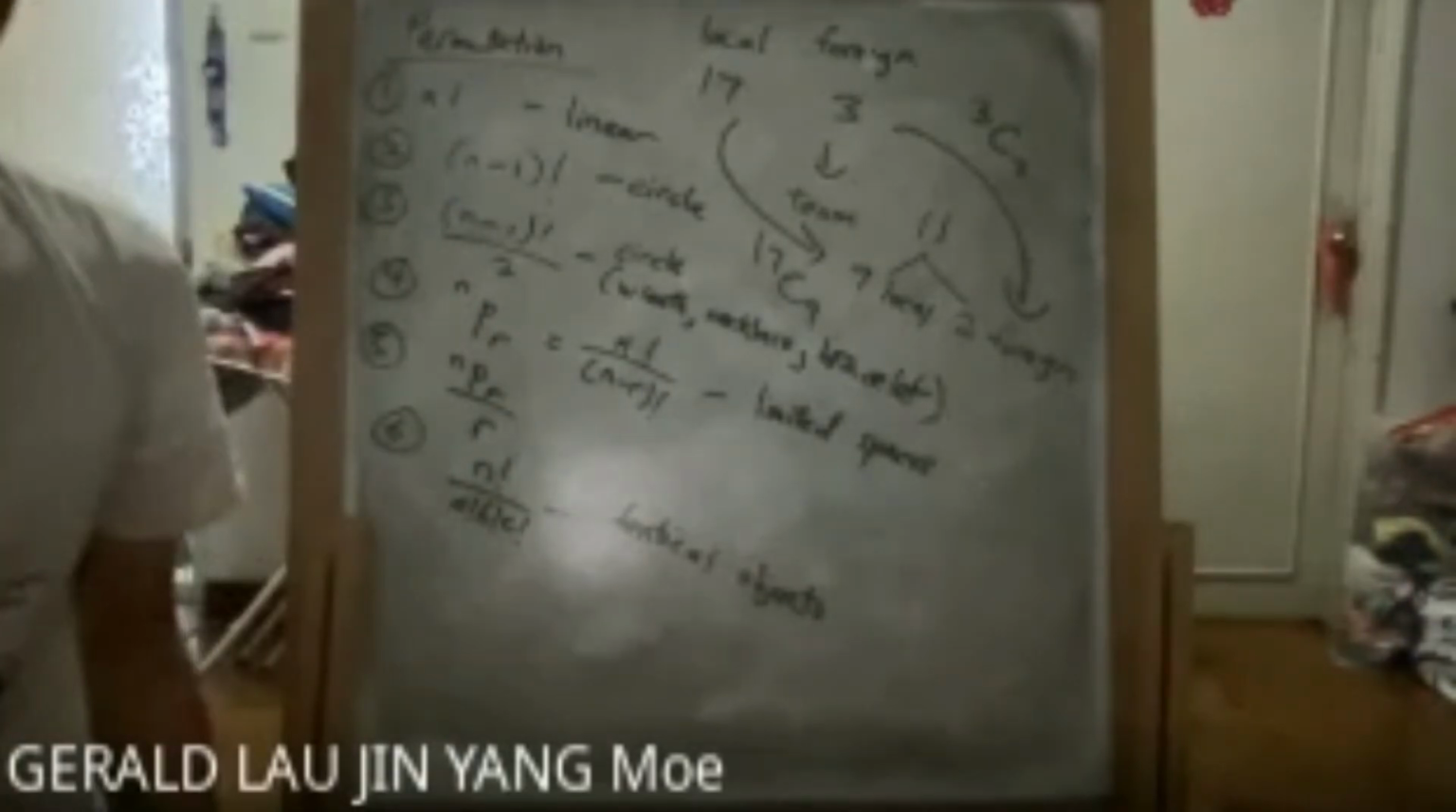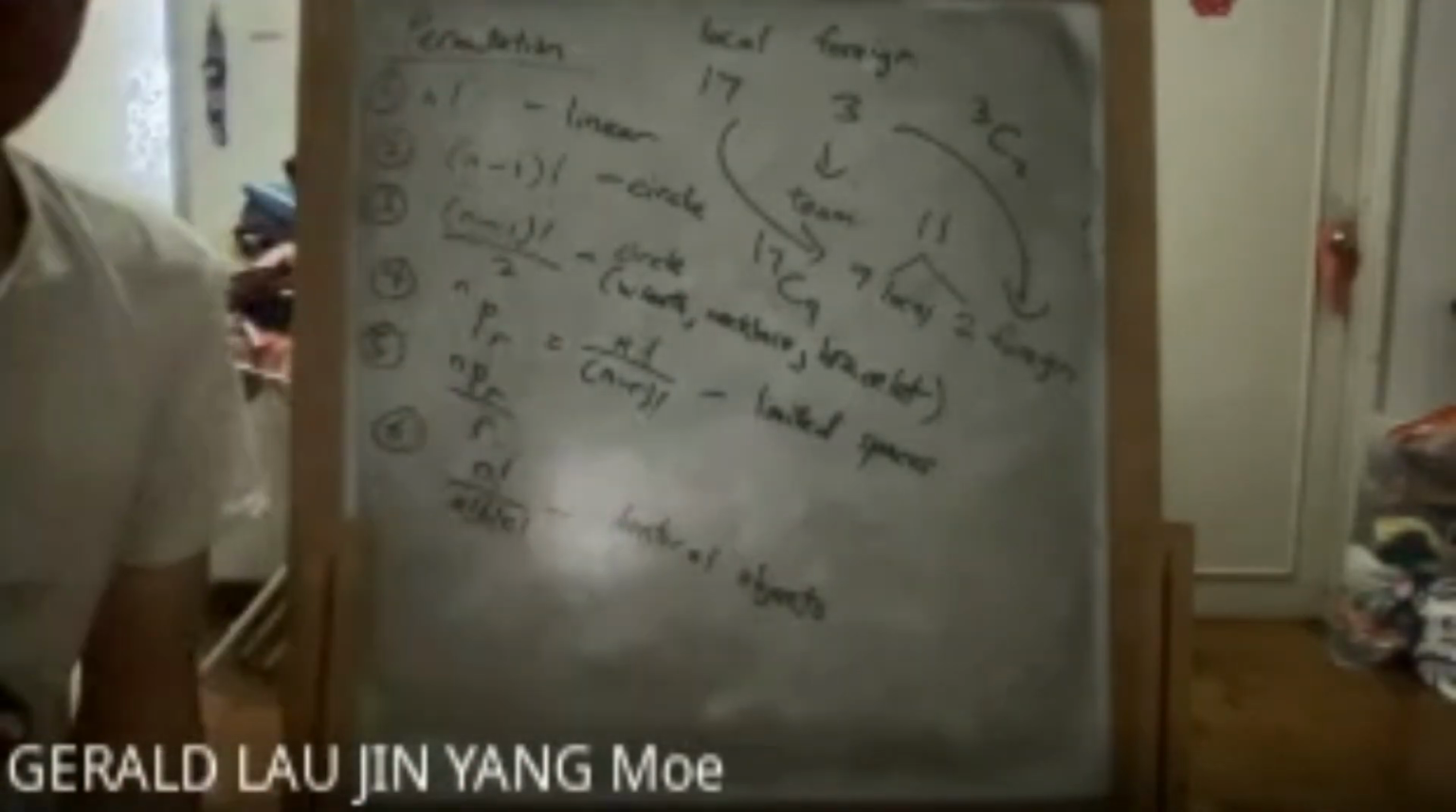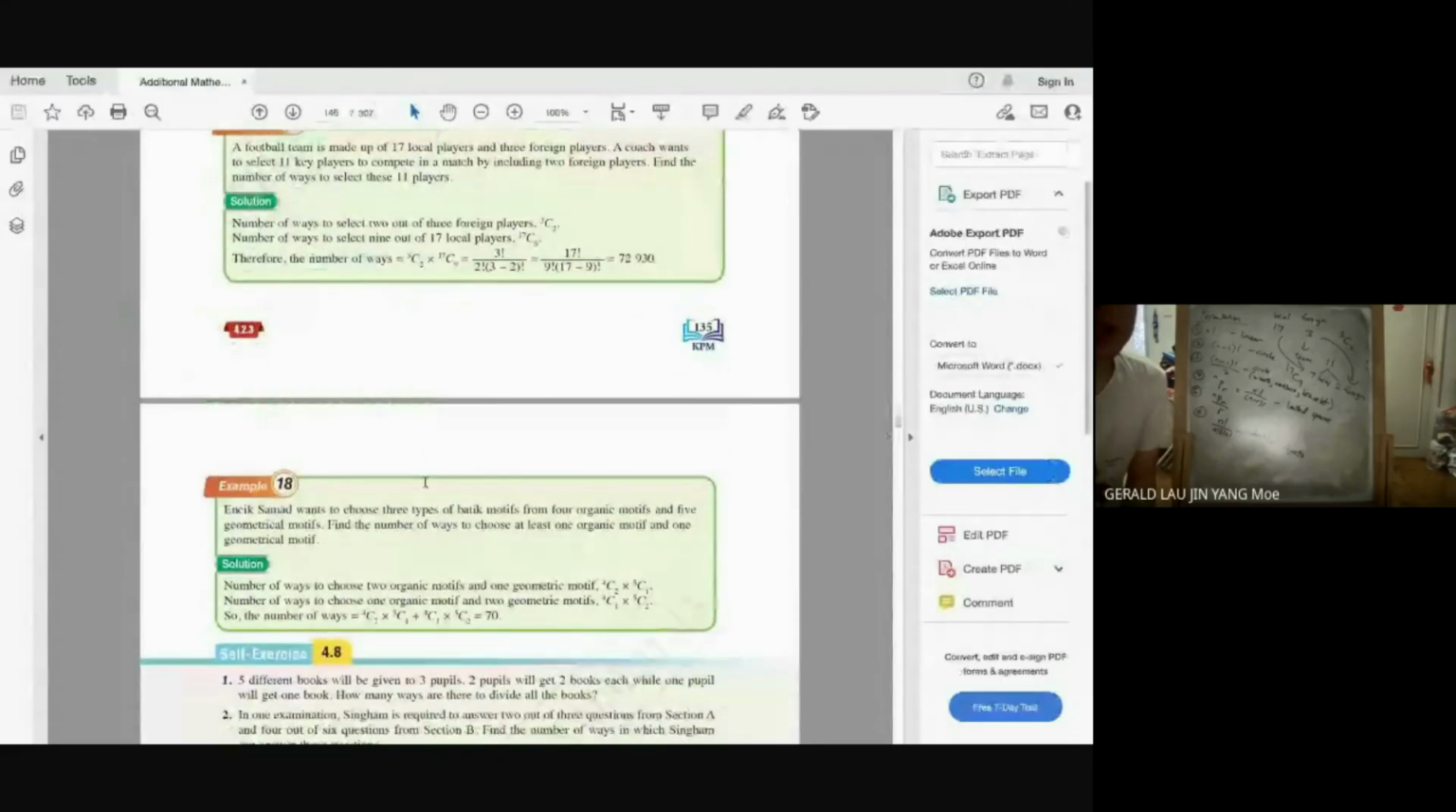SPM, they will give you more than one question, more than one possibility. So you have to plus together. Okay, so look at example 18. Encik Samad wants to choose 3 types of batik motif from 4 organic motifs and 5 geometrical motifs. Find the number of ways to choose at least one organic motif and one geometrical motif. Okay, this is where it's fun already lah.